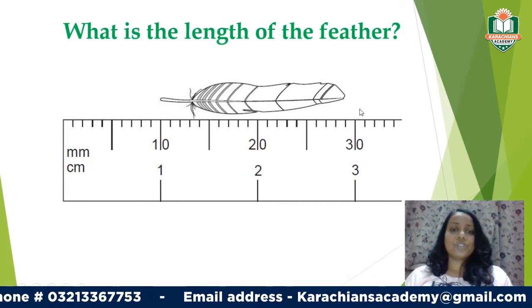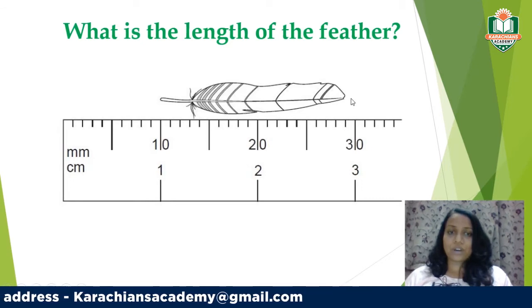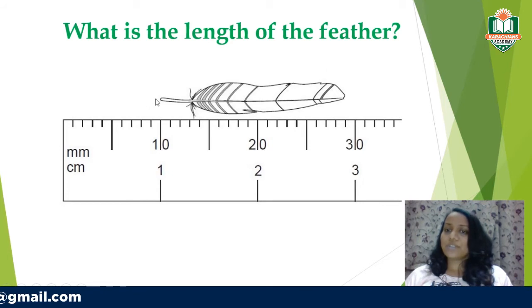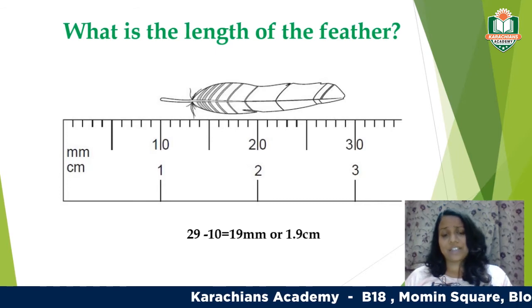So what you do is you take two readings at different points. The first one, over here, is around 29 millimeters, and the one over here is 10 millimeters. You subtract both readings, which gives you 19 millimeters, which is your distance, or you can say the length of the feather.